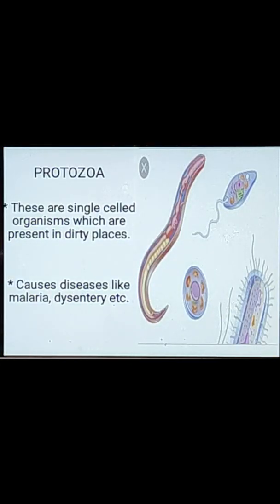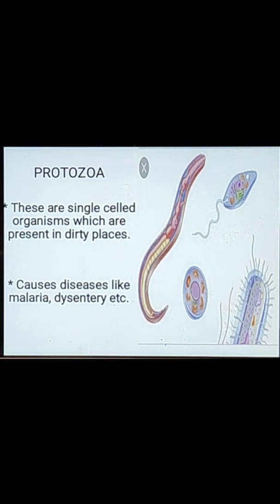So let us discuss the last type of microorganisms, that are protozoa. Protozoa are single celled. These are also organisms made up of one cell, and these are mostly present in dirty places. They also cause diseases like malaria, dysentery, etc. So malaria and dysentery are the diseases caused by protozoa.